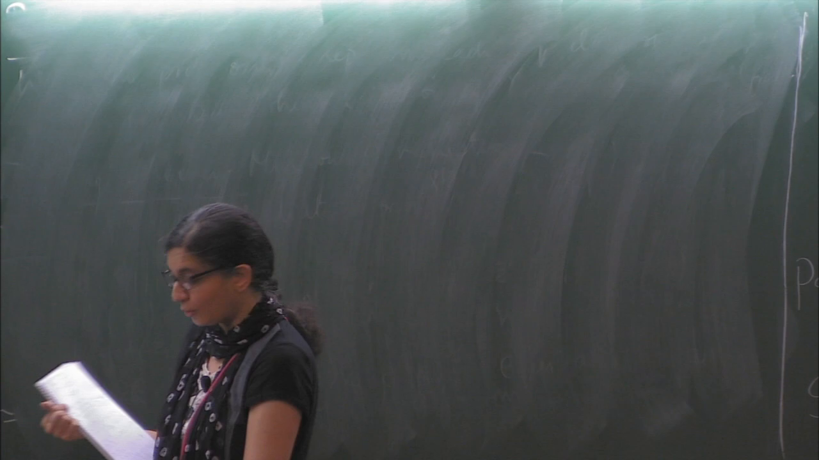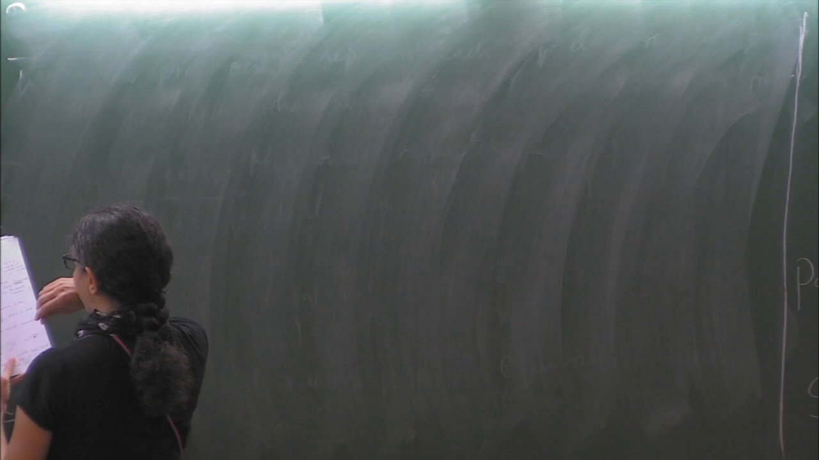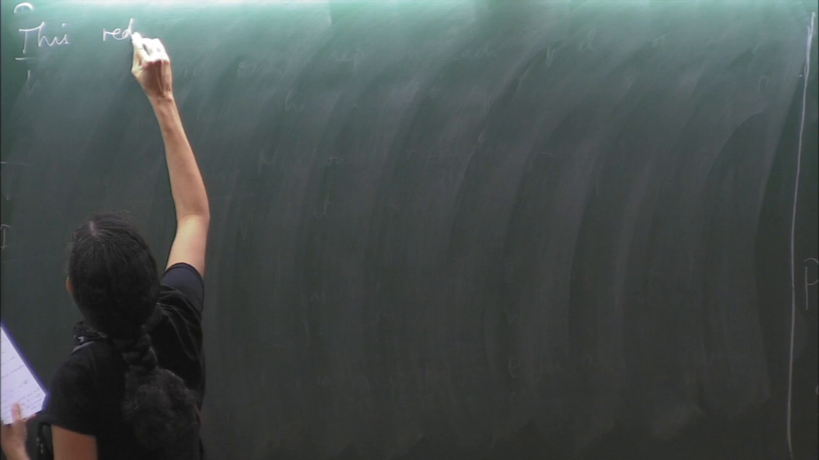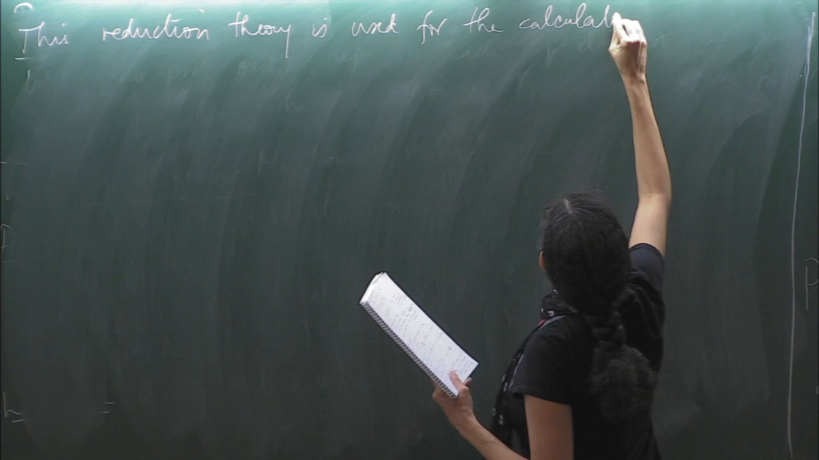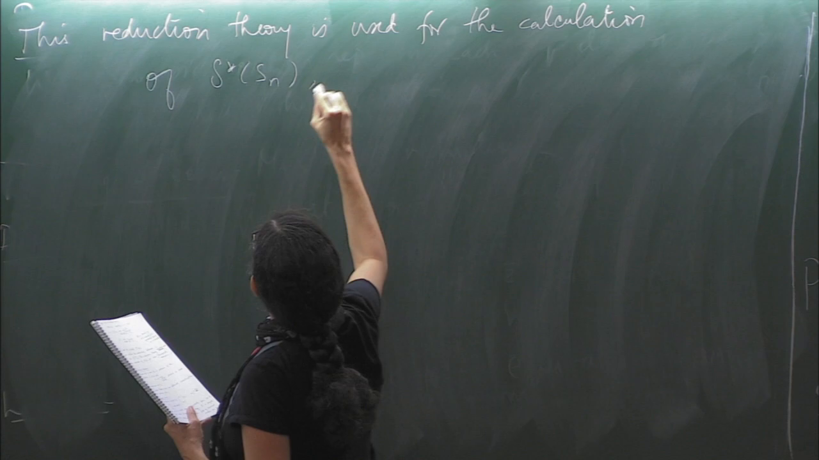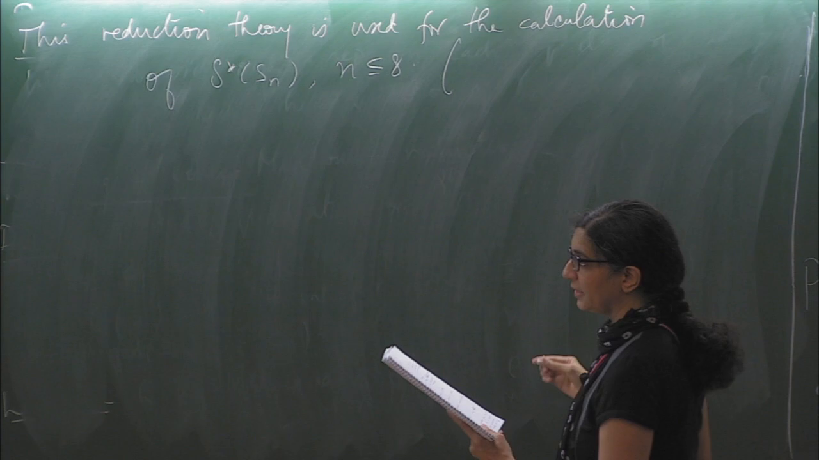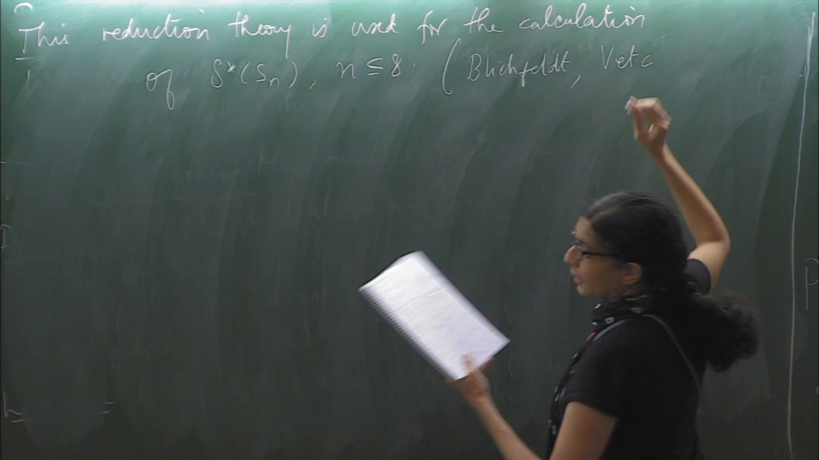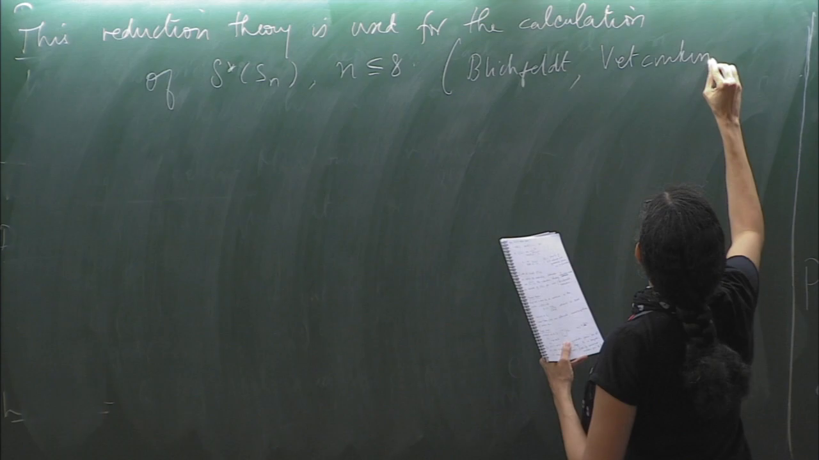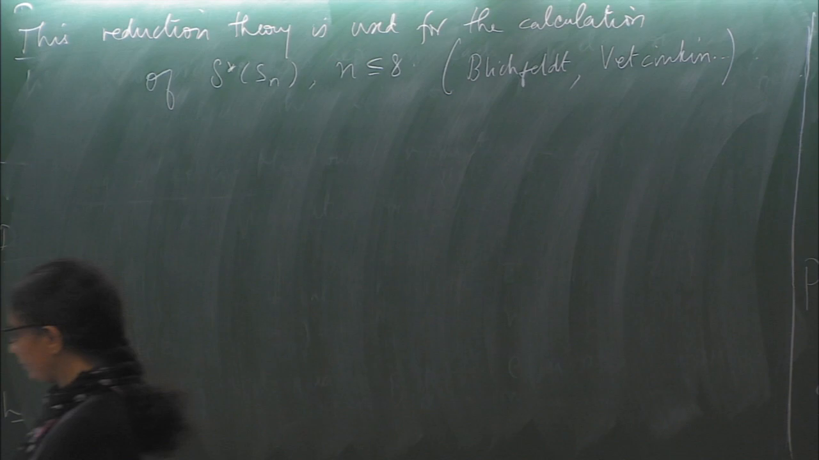One can use this reduction also to estimate gamma 2 and gamma 3 that we already discussed using the other reduction theory, but it also allows one to go all the way up to 8. This is the method that allows one to go all the way up to 8, and this reduction theory is used for the calculation of delta star of Sn. The names already showed up in Abhinav's talk yesterday, but I'll still say it. And the bounds on these coefficients, the Cis, were also obtained by them. So that's the first part of the talk.